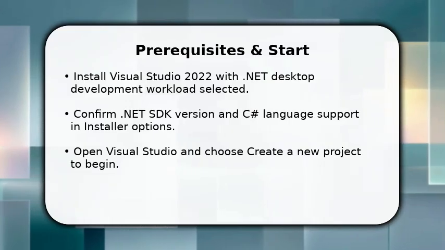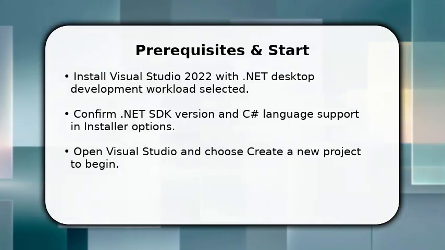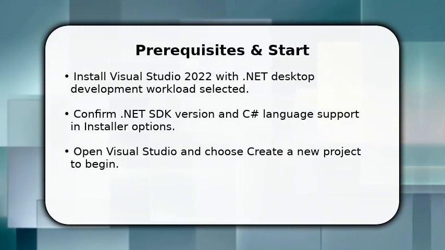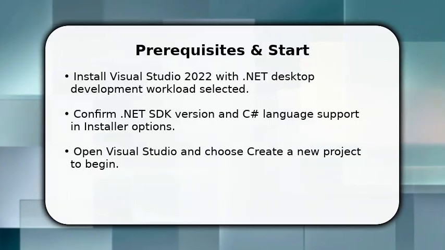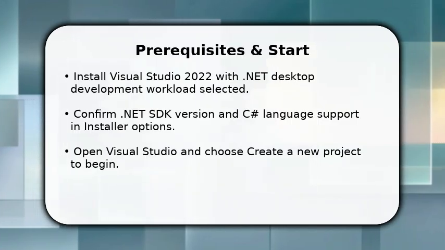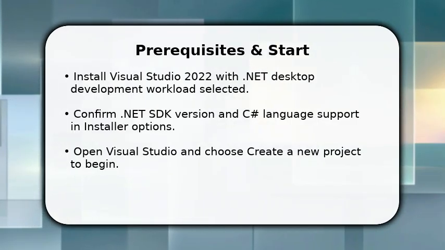Enjoy the video. You need Visual Studio 2022 and the .NET SDK installed. Once ready, open Visual Studio and choose Create a New Project. Select the C# template you want, for example Console App (.NET) or ASP.NET Core Web App, and make sure the target framework matches your SDK.